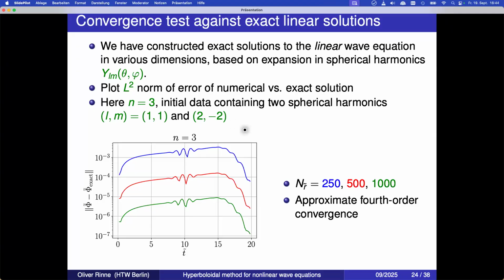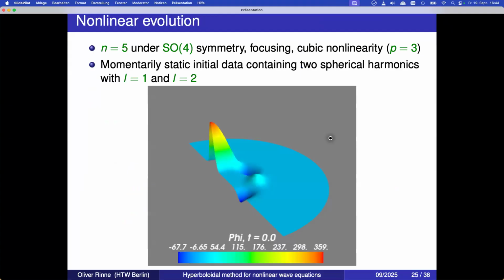So it's very inexpensive to do, and this is the difference. As you can see, if you increase the radial resolution, then you get approximate fourth order convergence. If I double the number of radial grid points, this goes down by almost a factor of 16, as you would expect, 2 to the fourth. Right, so this is for the linear wave equation for exact solutions. I will come back to some other convergence properties later.